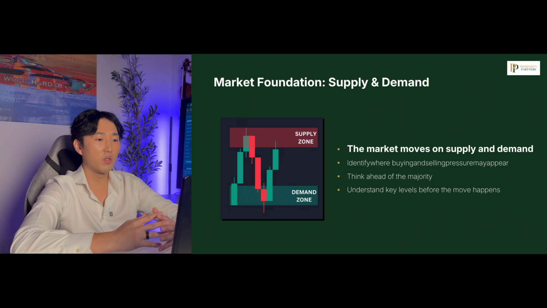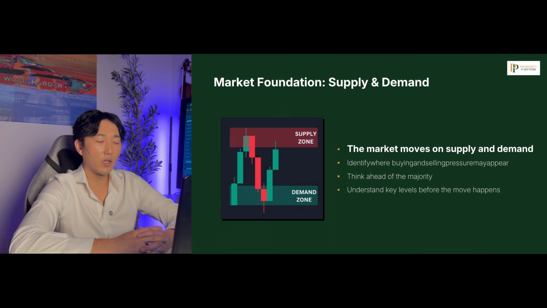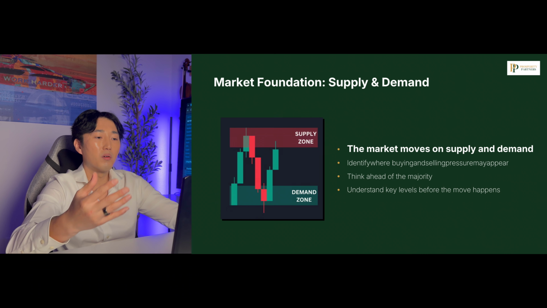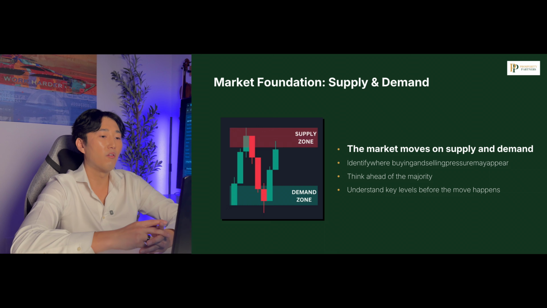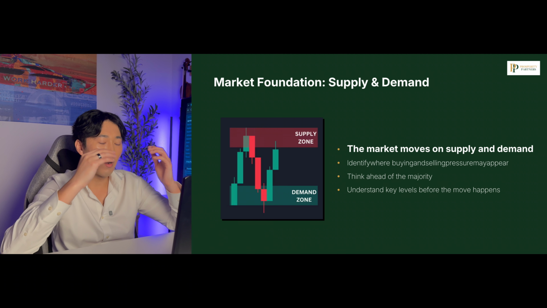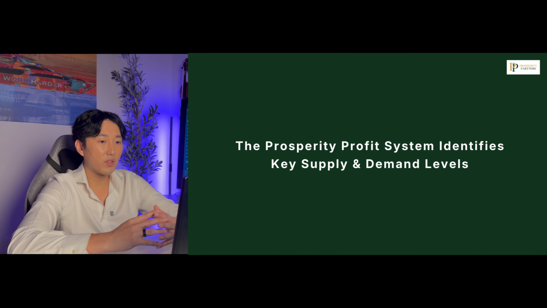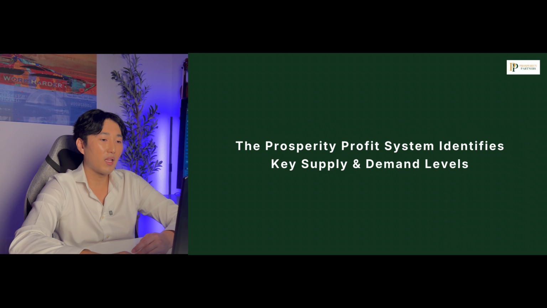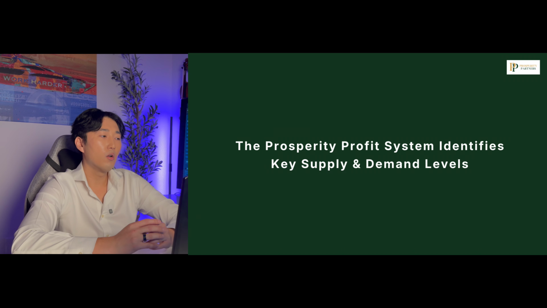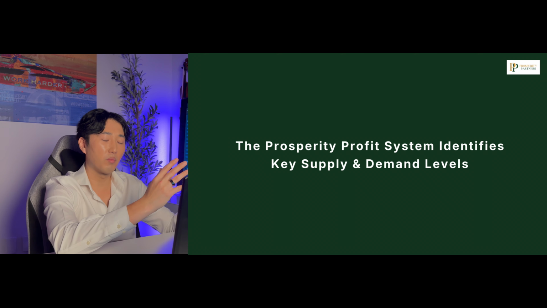We are one of the few companies out there that were able to detect this very quickly and teach it to our clients, helping them understand in a very simple manner how we find these areas before these stocks erupt, so that you understand these key levels before the move happens. The Prosperity Profit System identifies key supply and demand levels, meaning we are able to understand the overall market and where the supply and demand levels are.